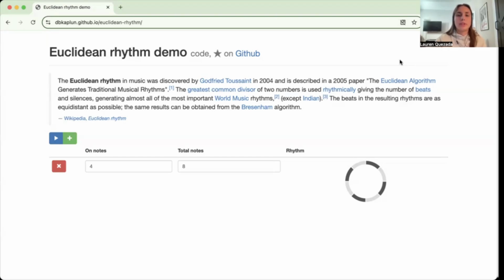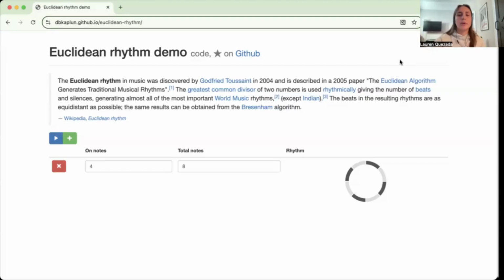Fast forward to 2003, a man by the name of Eric Bjorklund used the basic idea of Euclid's to tackle some timing issues in neutron accelerators. Then fast forward to 2005, a man by the name of Godfried Toussaint demonstrated that these same patterns that Bjorklund created mirrored arithmetic patterns in music.